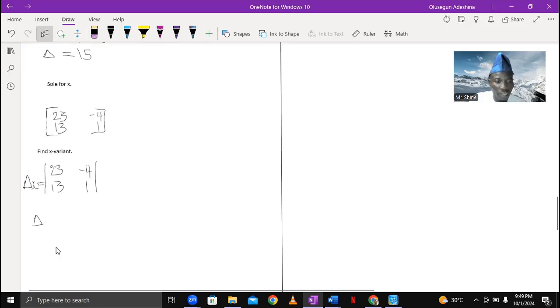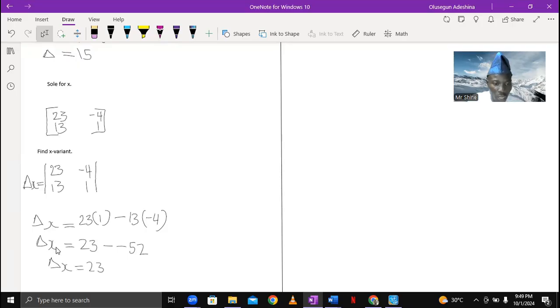Now, X variant or determinant of X will now be the product of the leading diagonal, that is 23 times 1 minus the product of the other diagonal, which is 13 times -4. All right, so X variant is equal to 23 times 1 is 23, then minus 13 times -4 is -52. Now, X variant is equal to 23 minus times minus is plus 52.